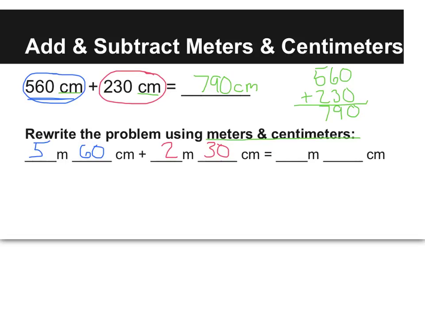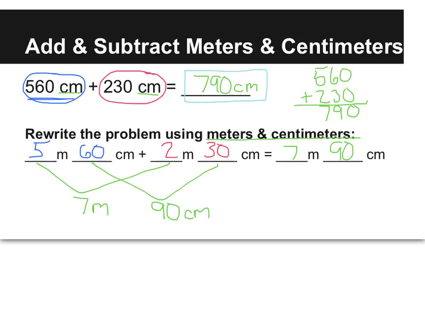So for this one, I can add together my meters. 5 plus 2 meters is 7 meters. So I put that in there. And then I can add together my centimeters. 60 plus 30 is 90. They're both centimeters, so I get 90 centimeters. If we look at our answer that we got first, 790 centimeters, that is equivalent to 7 meters, 90 centimeters.